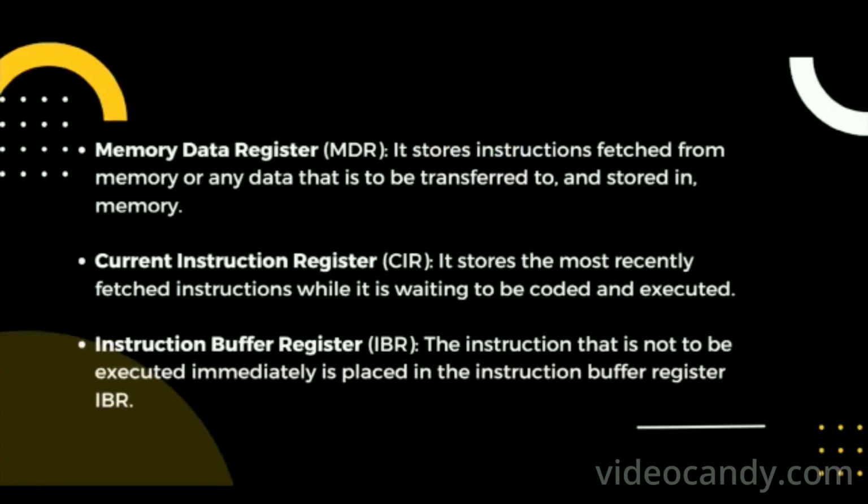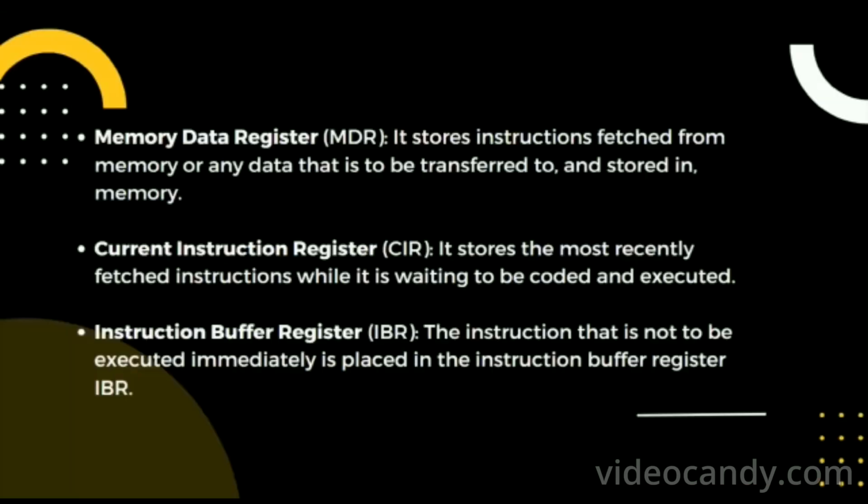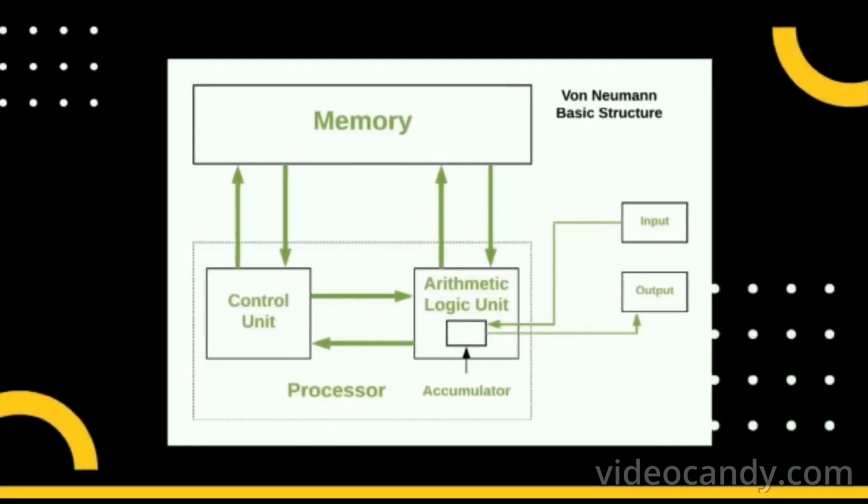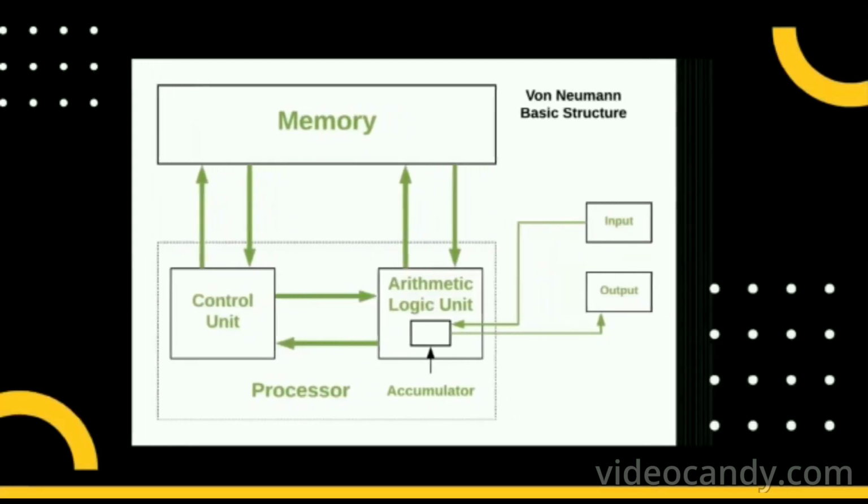First is the current instruction register, CIR, and second is the instruction buffer register. First, the current instruction register. It stores the most recently fetched instruction while it is waiting to be decoded and executed. Second, the instruction buffer register, IBR. An instruction that is not to be executed immediately is placed in the instruction buffer register. This is the basic structure of the von Neumann architecture.